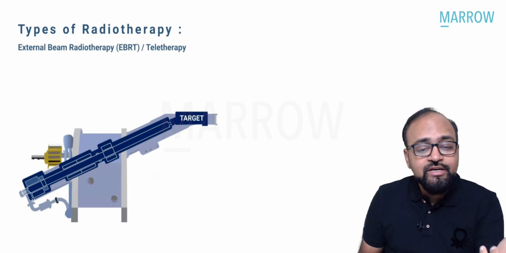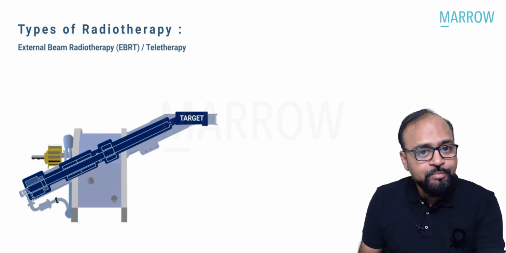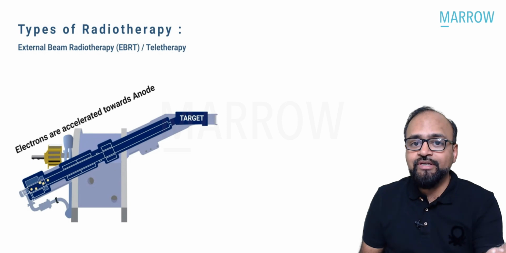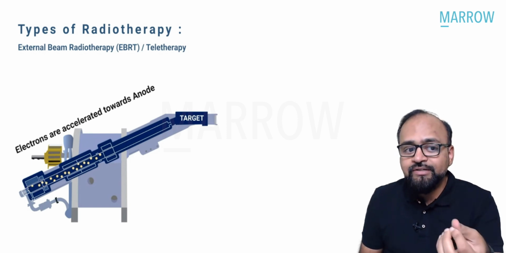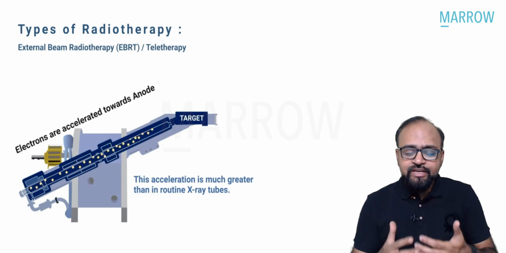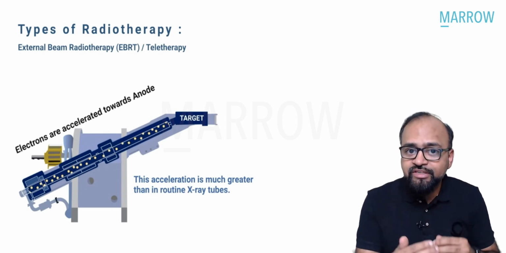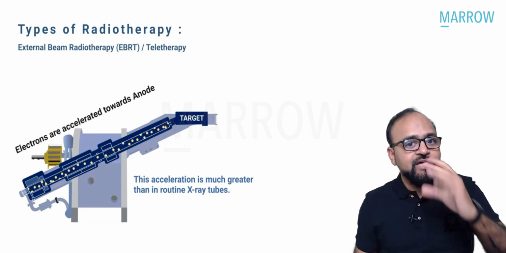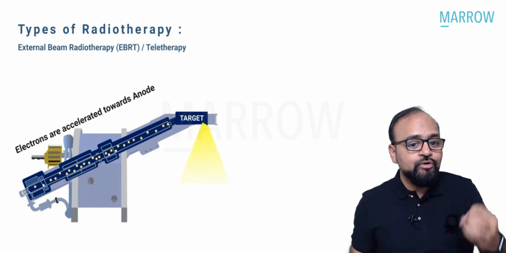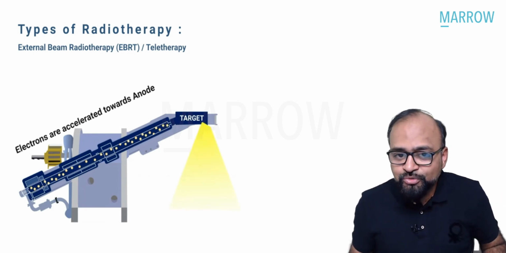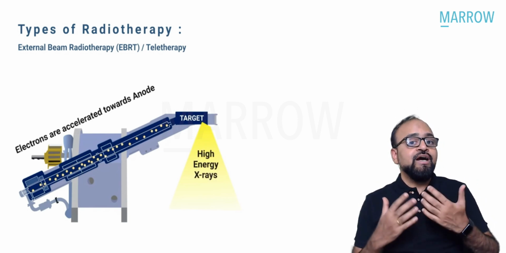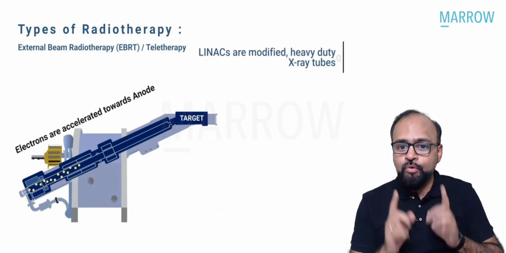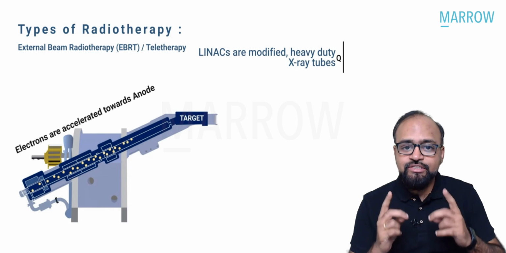So linear accelerators are nothing but X-ray tubes. What is going to happen? At one end, there is an emitter of electrons. Like in an X-ray tube, electrons are emitted. They are accelerated towards the anode, but they are accelerated to a very, very high degree. So it is called a linear accelerator. These highly accelerated electrons, when they hit a heavy metal target, what is going to happen? When electrons hit a heavy metal target, X-rays are produced, but these are going to be very high energy X-rays. So what are Linacs? Linacs are nothing but modified heavy-duty X-ray tubes.